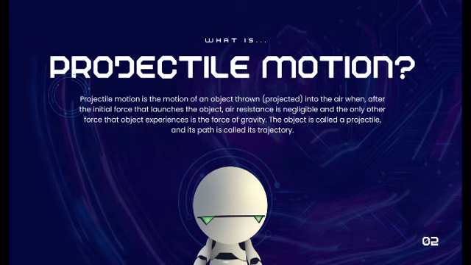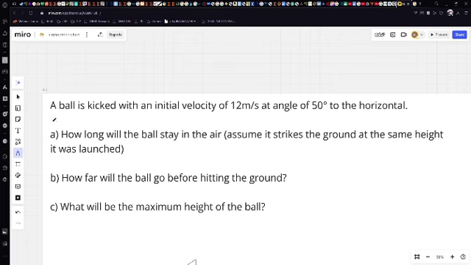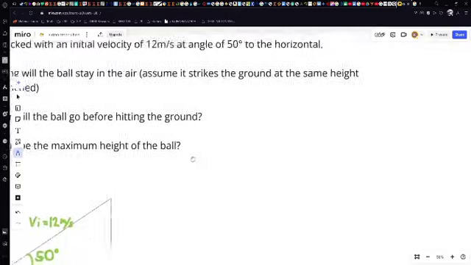Now we'll be moving on to a projectile motion problem and how to solve it. A ball is kicked with an initial velocity of 12 meters per second at an angle of 50 degrees to the horizontal. How long will the ball stay in the air, assuming it strikes the ground at the same height as it was launched? So here is the given.